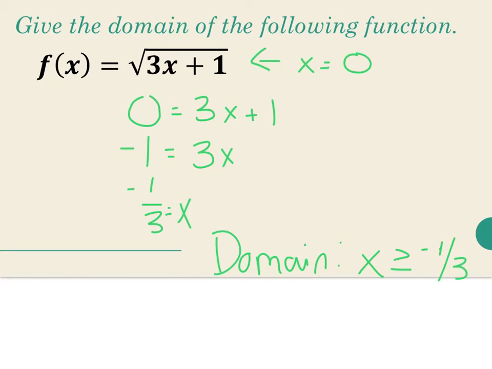So the domain of a radical or a square root function is always going to be x is greater than or equal to something, whatever made the underneath the radical 0. And so to figure out the domain of a square root function, you just set it all equal to 0 and solve. So the domain is x is greater than or equal to -1/3.